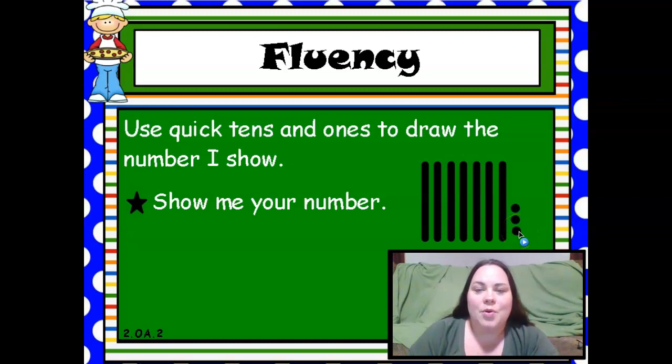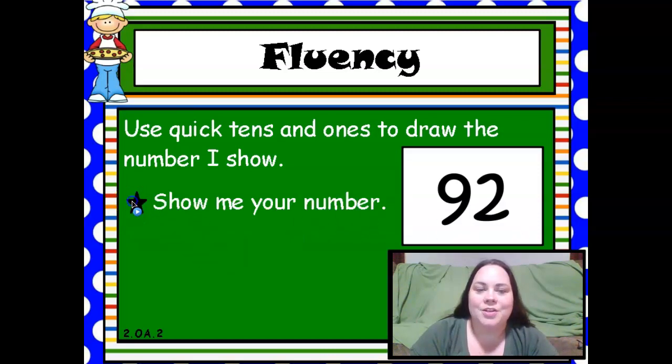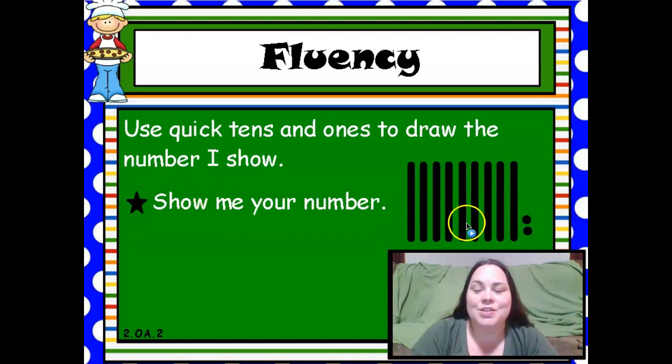And let's do one more. Let's do the number 92. Go ahead and show me the number 92 using tens and ones. Okay, go ahead and show me your work again. And we now have 9 tens and 2 ones. Let's count it for our last time. 10, 20, 30, 40, 50, 60, 70, 80, 90, 91, 92.